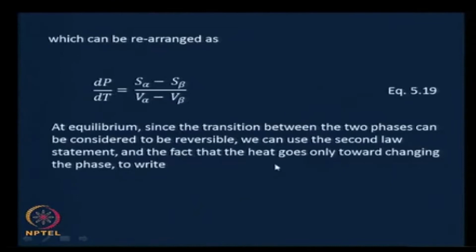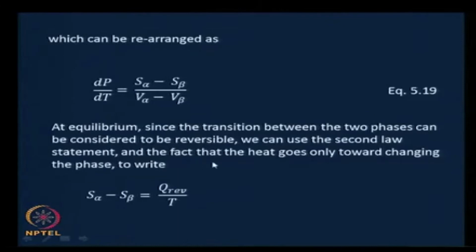We will consider this a little later. By considering the second law conditions, we can write S alpha minus S beta, that is delta S in this case, equals Q reversible by T. This was the statement of the second law that we are applying to this particular case of phase change, Q reversible by T.